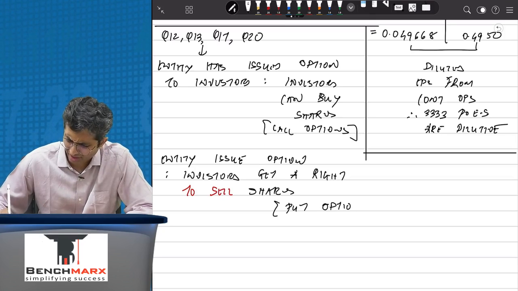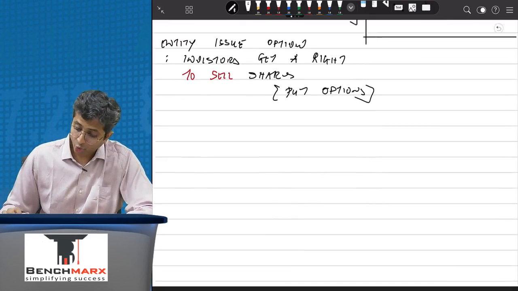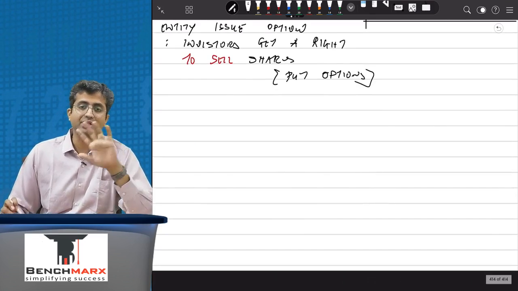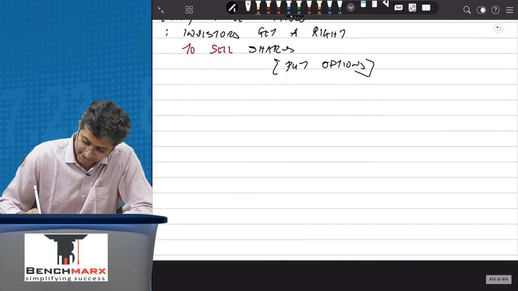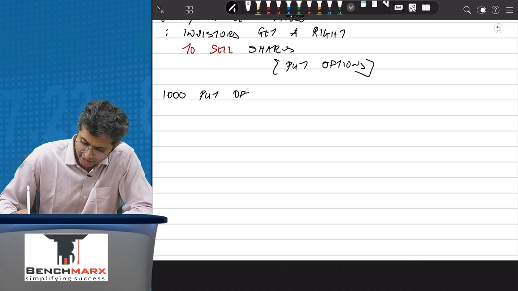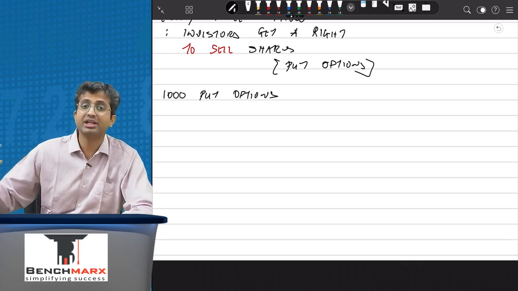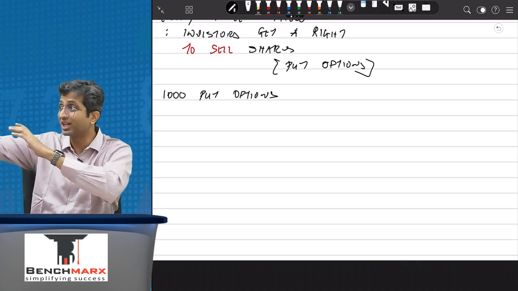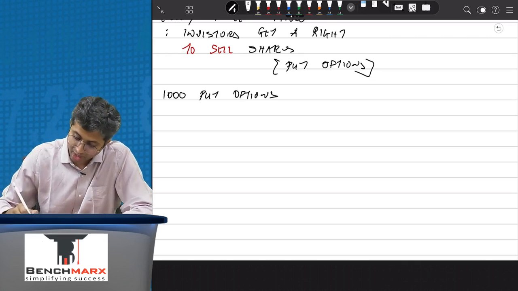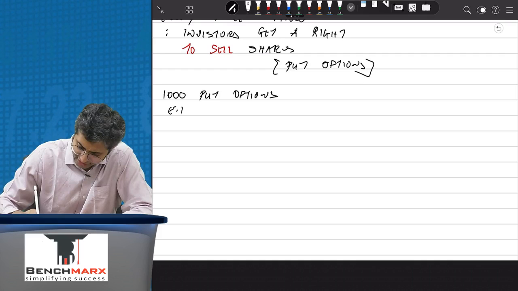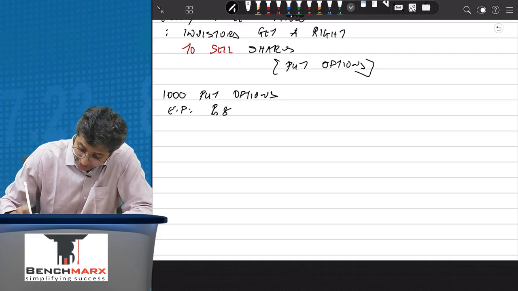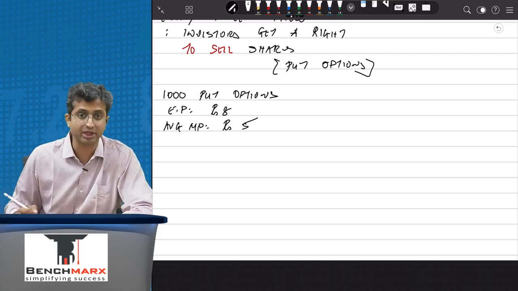Sir, how does it matter? How will the solution change? Well, over here, the nature of exercise will typically be different. For example, if there are 1,000 put options which the entity has written, which means it has given a right to sell to the investor. So if the investor sells, the entity will buy. Let us say the exercise price over here is rupees 8, whereas the average market price, let us say, is rupees 5, for example.